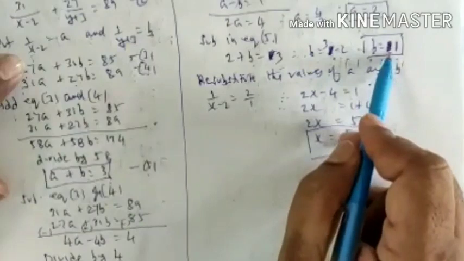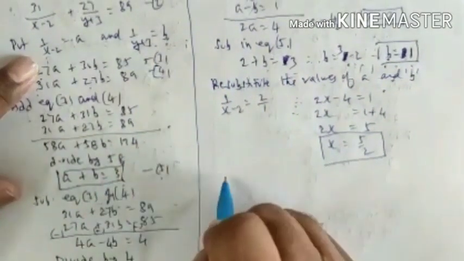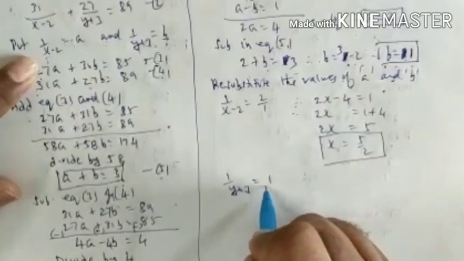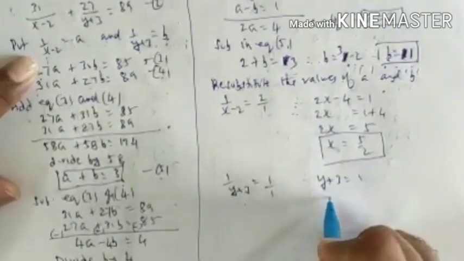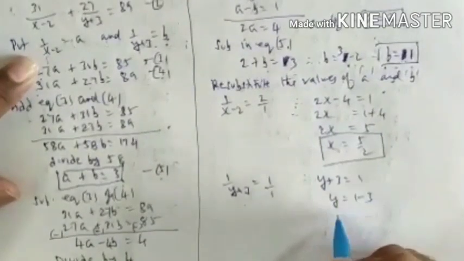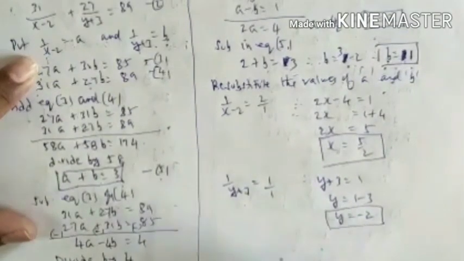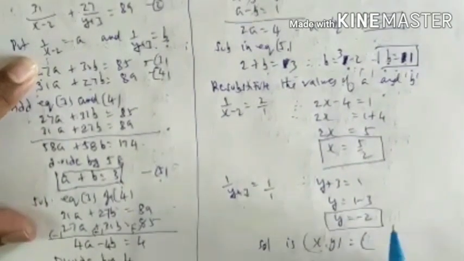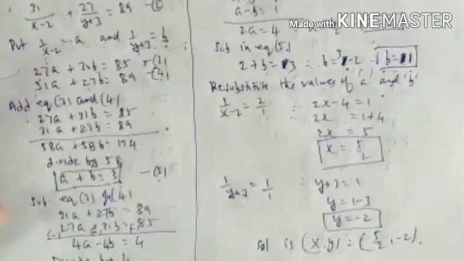Next, the value of b is 1. Here in substitution we have taken 1 upon y plus 3 as b. So here we get 1 upon y plus 3 is equal to 1. 1 upon 1, cross multiply it. We get y plus 3 is equal to 1. Y is equal to 1 minus 3. Or we get y is equal to minus 2. So our solution is x comma y is equal to 5 upon 2 comma minus 2.